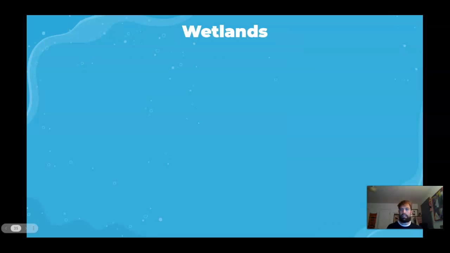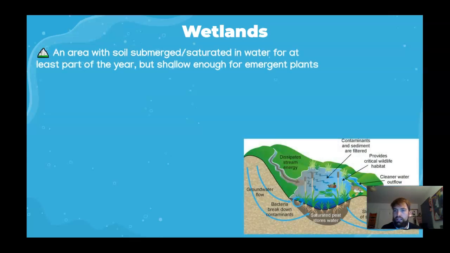Alright, so wetlands are areas where the soil is submerged in water for all or part of the year. An important thing that we think about is the vegetation, the plants you can see in the diagram here that have their roots anchored in the soil. But part of the plant extends up and out of the water, and these plants are adapted to living in these conditions. Most plants cannot survive with their roots totally submerged in the water. They wouldn't be able to get the oxygen they need.